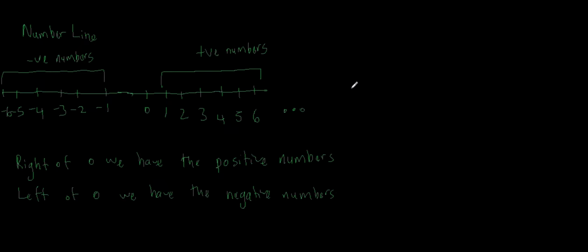So let's look at a problem here. Let's say I have 2 plus 1. We know this is 3. We could do this in our head, but let's look at this on the number line. If I'm at 2 and I add 1, I would end up at 3. Similarly, if I'm at 2 and I take 1, I would get 1.